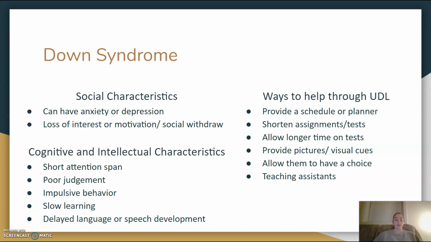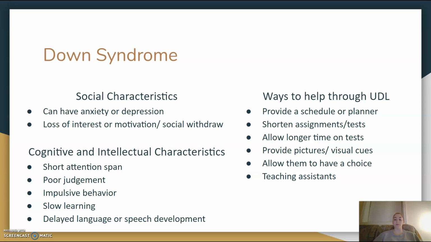Intellectual disabilities. The first one is Down syndrome. They tend to be very happy individuals, but sometimes they end up suffering from anxiety or depression. They sometimes will have a loss of interest or motivation, and they withdraw socially. Sometimes they have a short attention span, poor judgment, and impulsive behavior. They're slow at learning, and they might have delayed language or speech development.